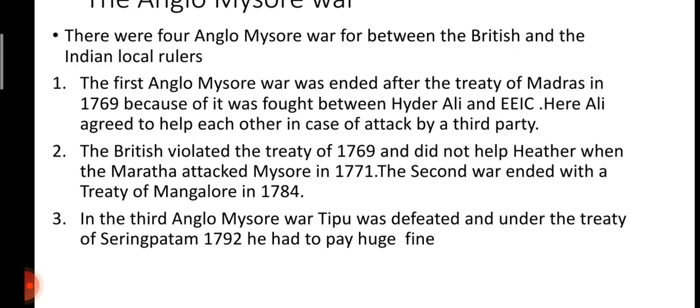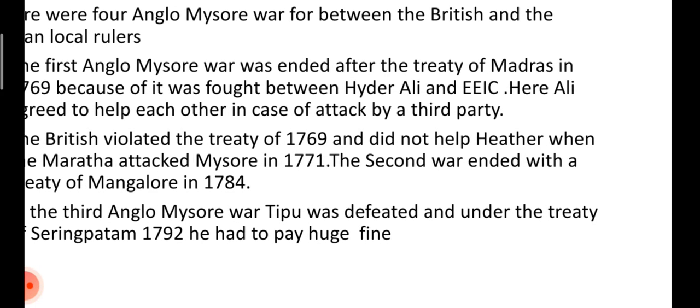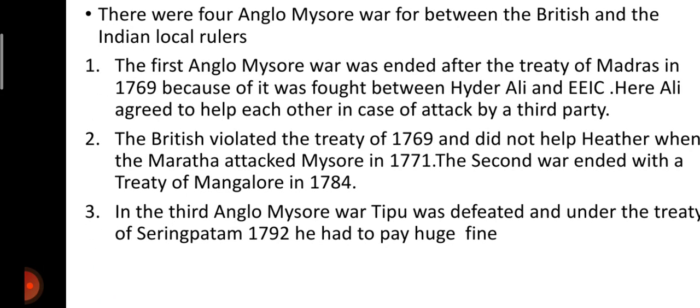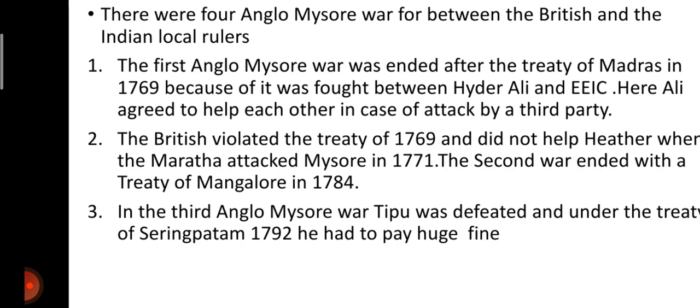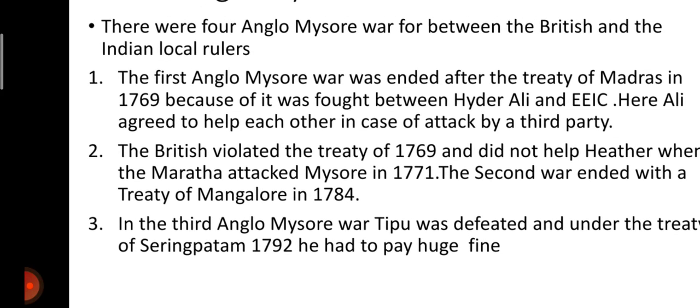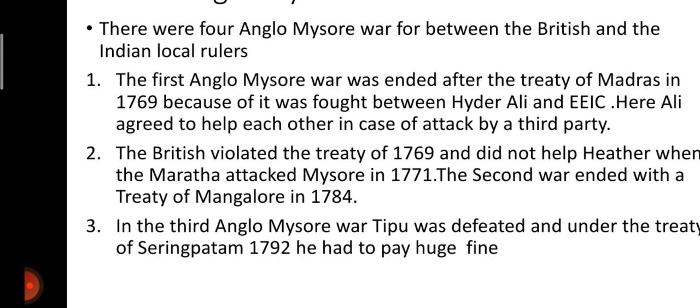EEIC, English East India Company. The British violated the Treaty of 1769 and did not help Hyder when the Marathas attacked Mysore. In 1771, the second war began and ended with the Treaty of Mangalore in 1784. In the third Anglo-Mysore War, Tipu was defeated and under the Treaty of Srirangapattam in 1792, he had to pay a huge fine to the company.